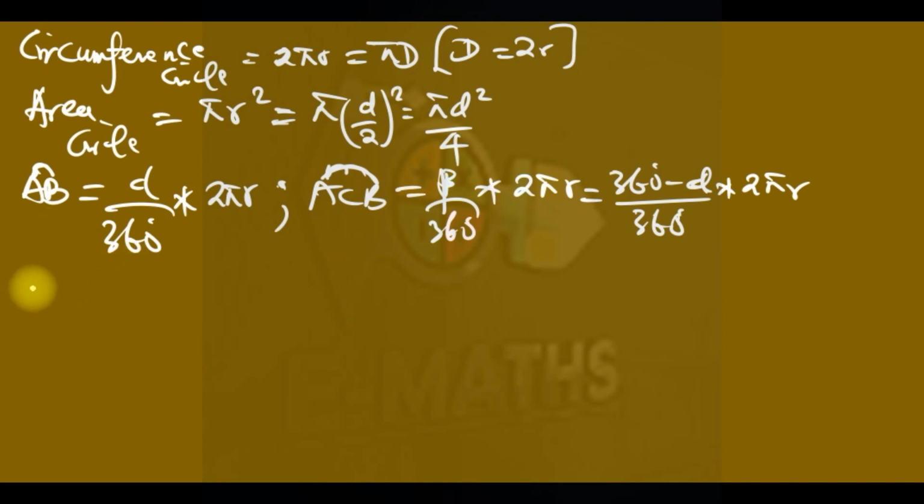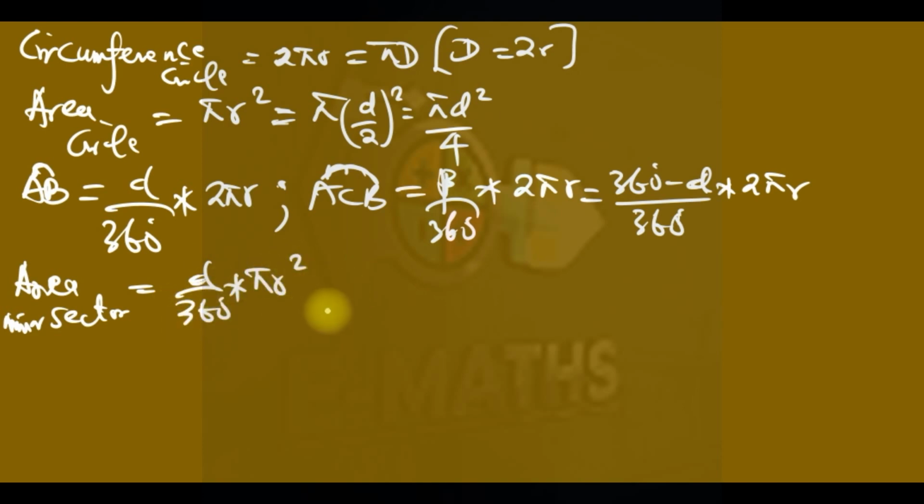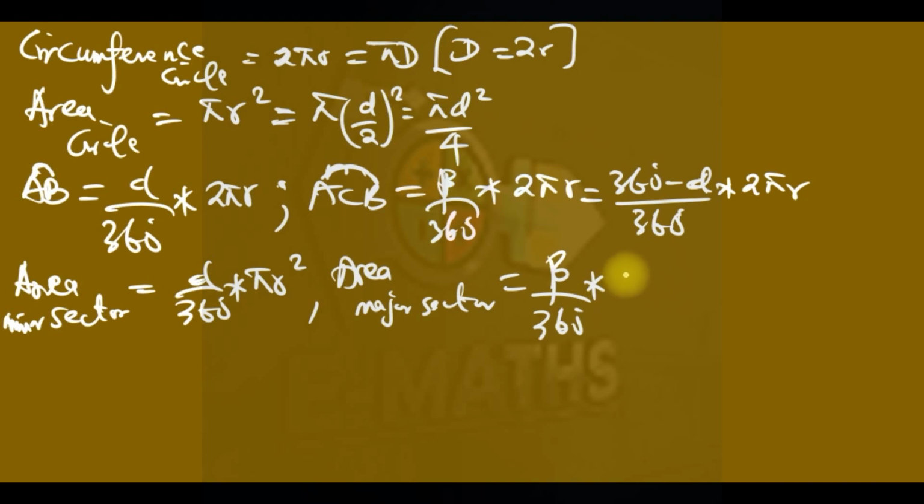Area of a sector. A sector is a portion of a circle. So if it's for a minor sector, it is alpha over 360 times pi r squared. But if it's for a major sector, the bigger one, we have beta over 360 times pi r squared.